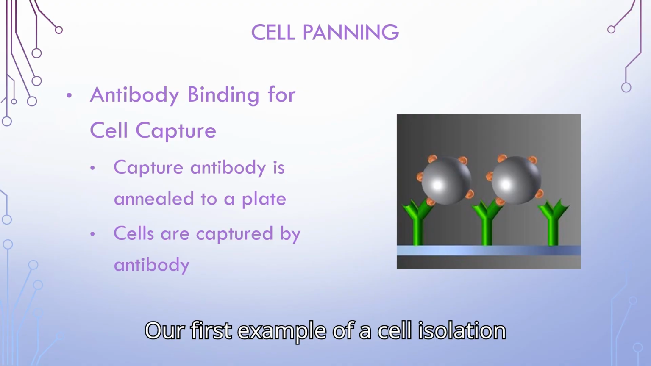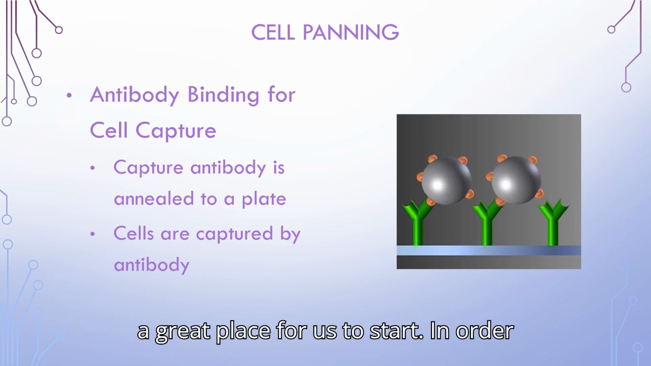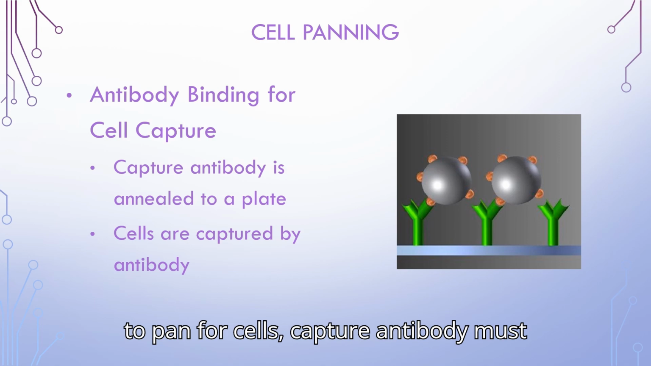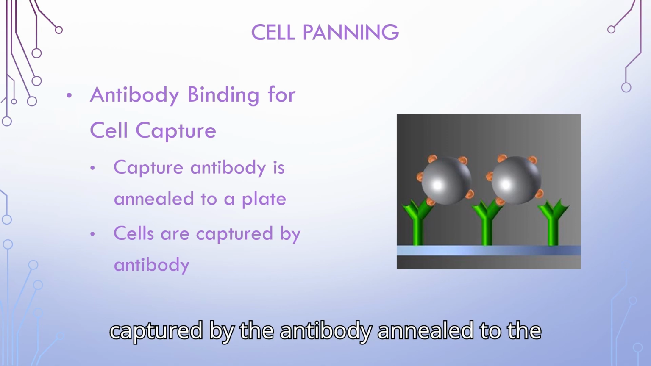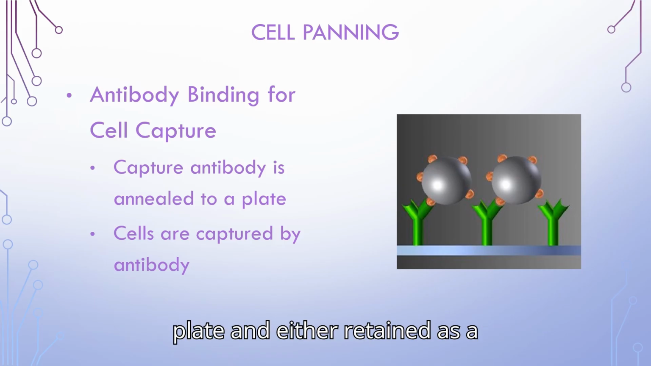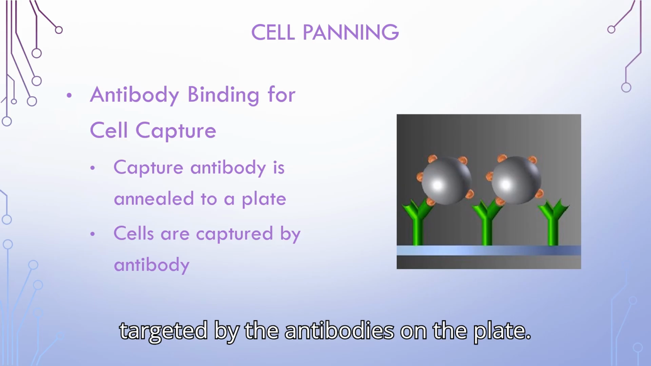Our first example of a cell isolation technique is known as cell panning. Cell panning is pretty straightforward and is a great place for us to start. In order to pan for cells, capture antibody must be annealed to a plate. Cells are then captured by the antibody annealed to the plate and either retained as a negative isolation step or later eluted in order to sort those specific cells that were targeted by the antibodies on the plate.